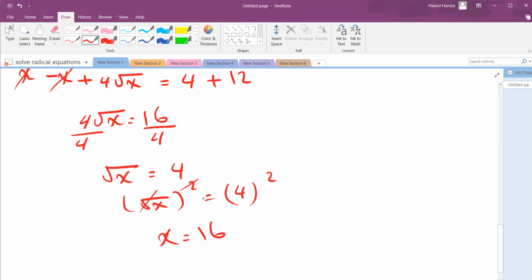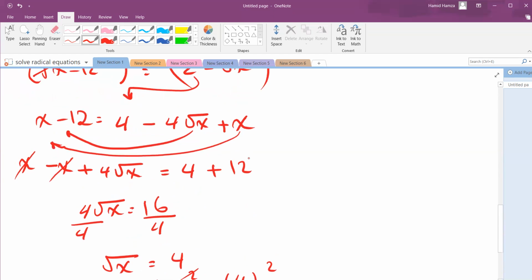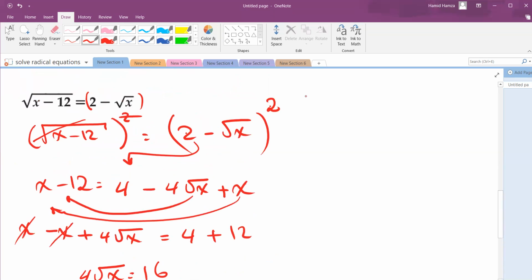I want to check my answer first. So I'll go to the original equation and check it. So I'll substitute here. We have x on both sides, so you must substitute in both of them. I'll substitute in the left-hand side and in the right-hand side. If both of them give you the same answer, the solution will be accepted.